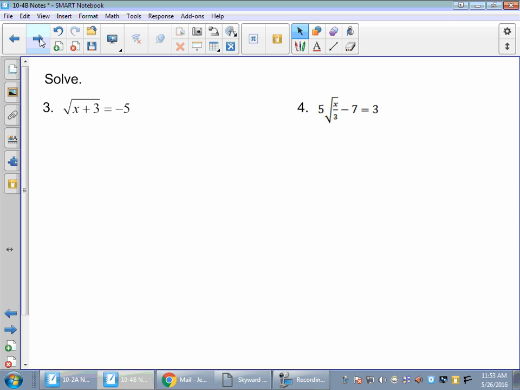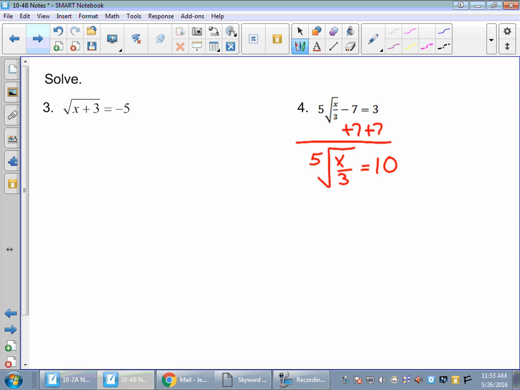We're going to skip number 3, and let's go on to number 4, a little bit more complicated with that fraction. So for number 4, I'm going to add 7 to isolate first. Get that radical all by itself. And so I get 5 times the square root of x over 3 is equal to 10. To get rid of the 5 times this, I'm going to divide all of that by 5. When you divide one side by 5, you divide the other side by 5. And so the square root of x over 3 is equal to 2.